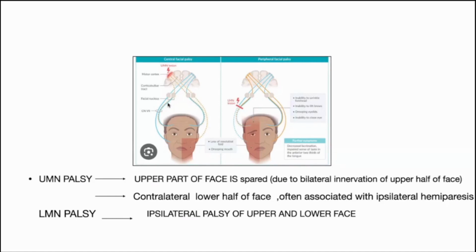In the upper motor neuron palsy, the upper part of the face is spared because the forehead has a bilateral innervation. It has innervation from both the cortices. So the upper part of the face is spared. The contralateral lower half of the face is involved, and often what we see is ipsilateral hemiparesis. On the other hand, in a lower motor neuron paralysis, there is involvement of the ipsilateral upper as well as the lower half of the face. So this is how you differentiate between a central and a peripheral facial palsy.